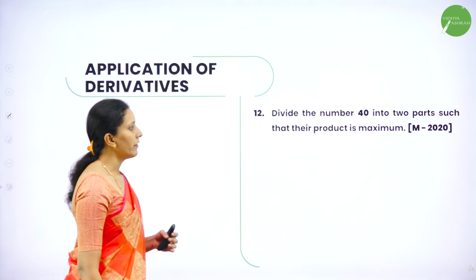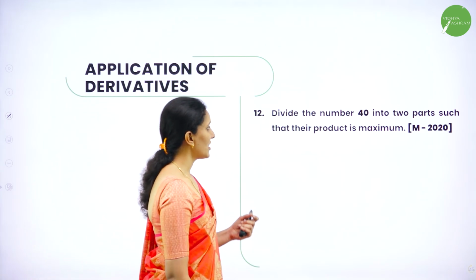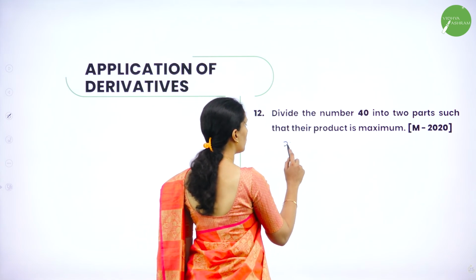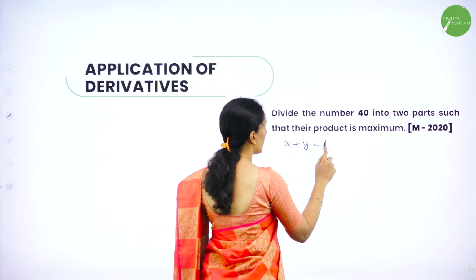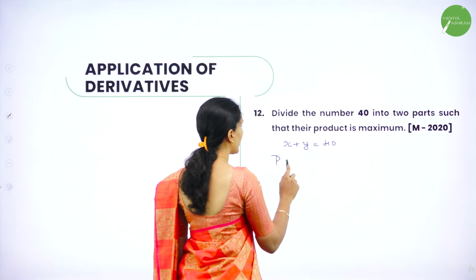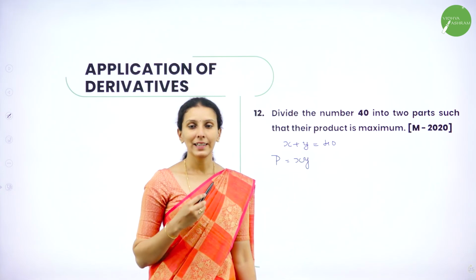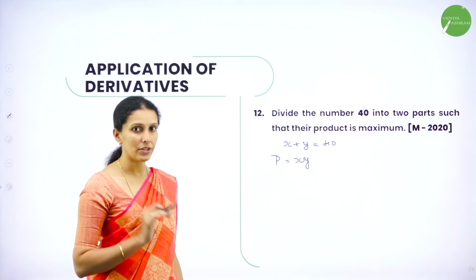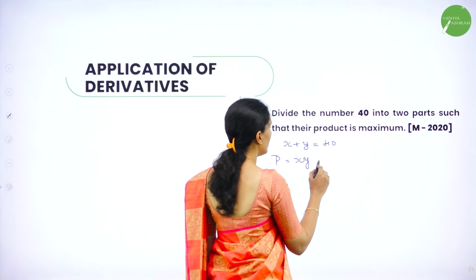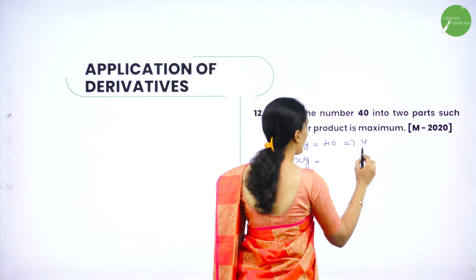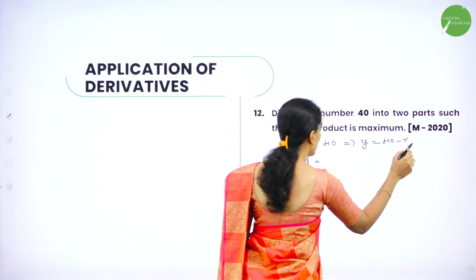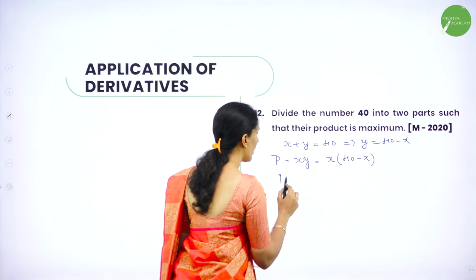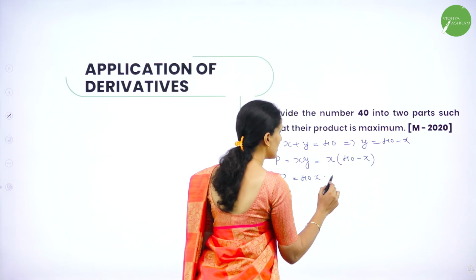Next question. Divide the number 40 into two parts such that their product is maximum. So let us take 40 as a sum of two numbers, given that their product is maximum. To show that their product is maximum, we have to show that its second order derivative is negative. So therefore, from this I can take y is equal to 40 minus x. So here I can take x into 40 minus x. So the product becomes 40x minus x square.